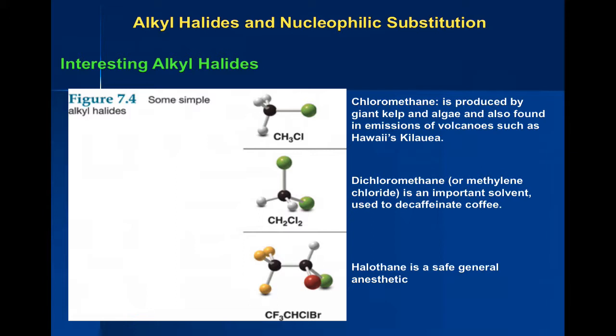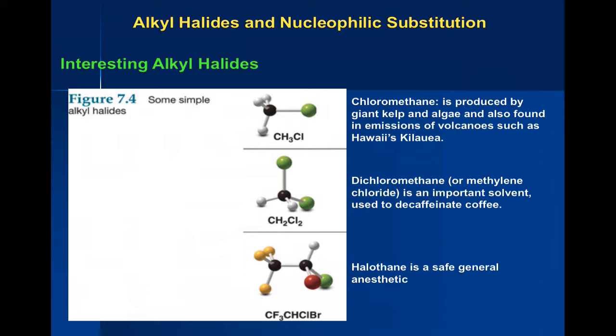There are other interesting alkyl halides. Chloromethane, for example. This is not only a synthetic man-made thing, but it's also found in nature. Giant kelp and algae make this. Why, I don't know. And it's also part of the emission of Hawaii's Kilauea volcano. So you can go there with a detector. You can detect chloromethane emissions from this particular volcano. You can also detect it around areas where there are giant kelp. Okay? Chloromethane is also a carcinogen. So volcanoes are emitting these carcinogens, as are these giant kelp.